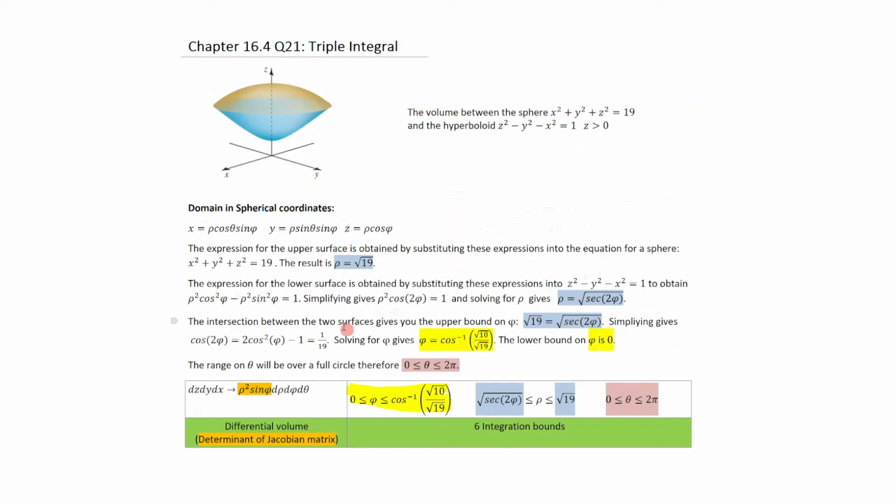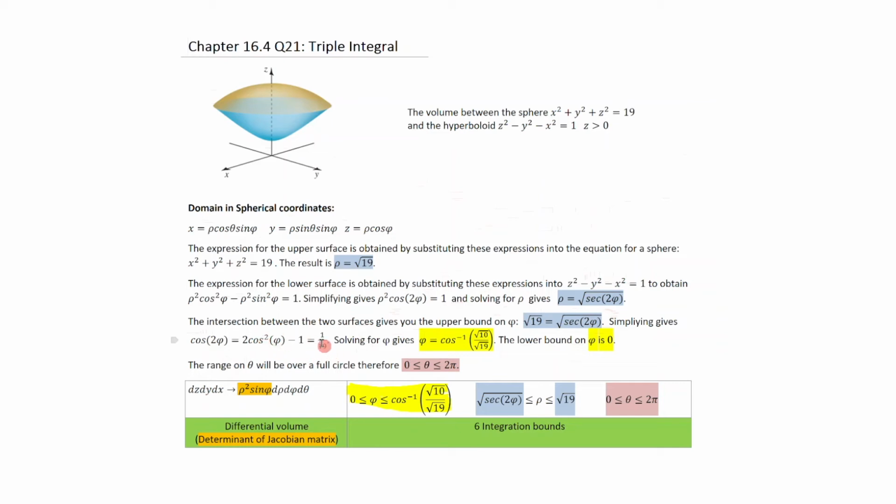The intersection between the two surfaces gives you the upper bound on phi. So if we equate this expression with this expression and simplify, effectively cos 2 phi equals 2 cos squared phi minus 1 equals 1 over 19. So we've expanded cos 2 phi in terms of a trig identity. We would like a phi value. This has got 2 phi, so this gets it into the situation we want it to be in.